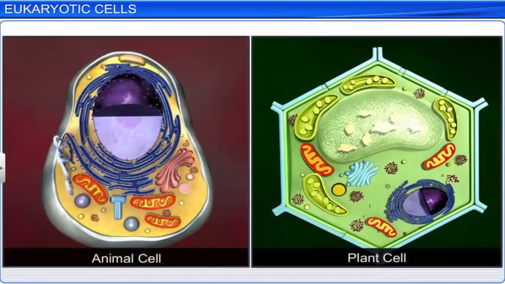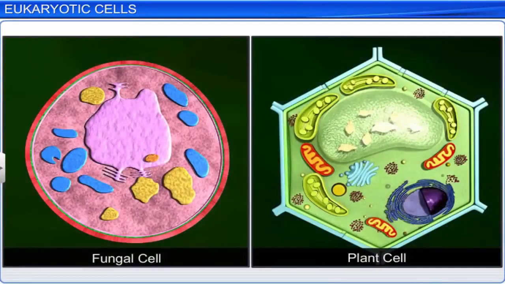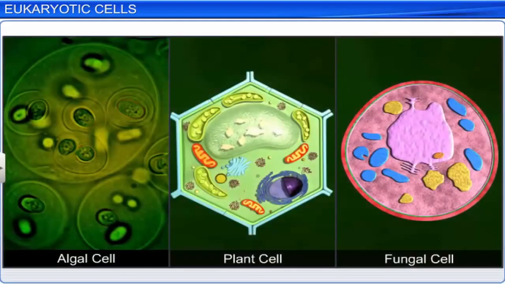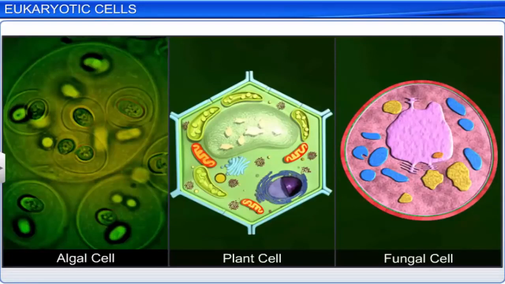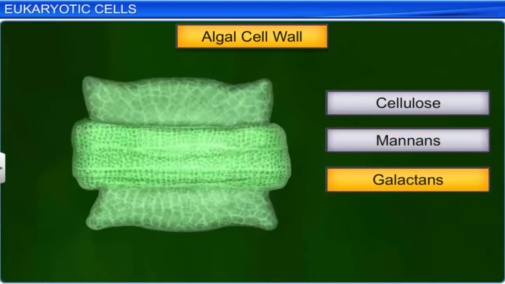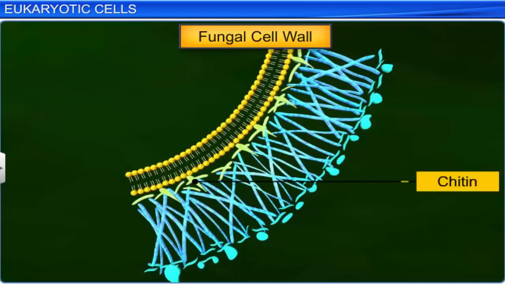Eukaryotic cells differ not only in their cytoplasmic organelles, but also in their structure. Take, for instance, animal cells in which the plasma membrane forms the outer boundary of the cell. But in fungi and plant cells, the plasma membrane is covered by a cell wall, which forms the outer boundary. Interestingly, the composition of the cell wall is different in different eukaryotic cells. In algae, the cell wall is made up of cellulose, mannans, galactans, and calcium carbonate, whereas in fungi, it is made up of chitin and glucans.